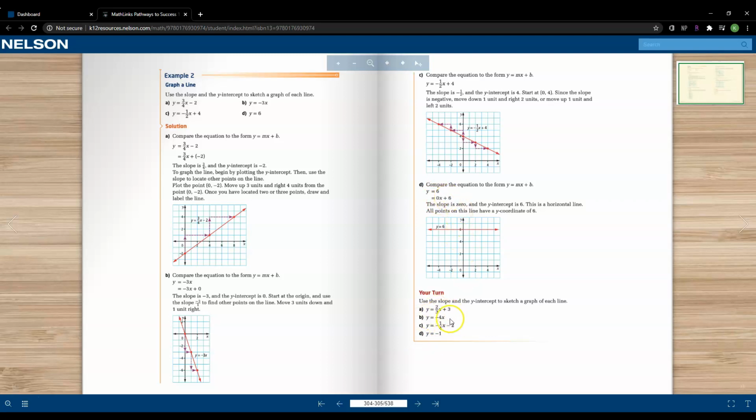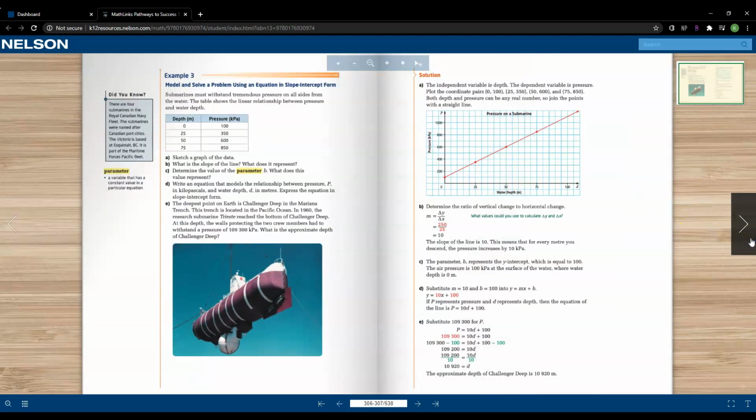So this is your turn. You can practice this, but you'll probably get more practice in the homework, so you can kind of skip that over. Okay, example 3. I think that's all the new information. Now this example is just going to go into a word problem. So we'll try one word problem.